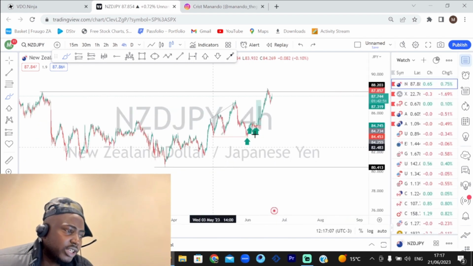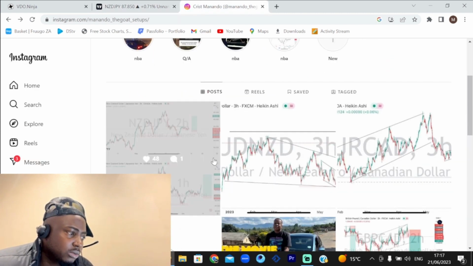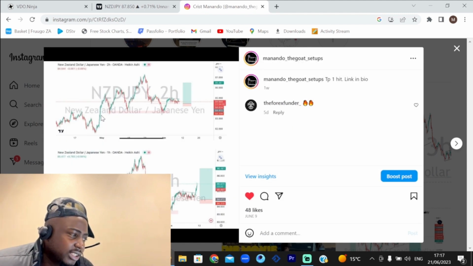Very simple trade, as you can see, not too many lines. If I go back to the setup right here, you can see literally all I have is this horizontal line showing my main support of my correction, where we have the 1, 2, 3 touches, and then we had lines.